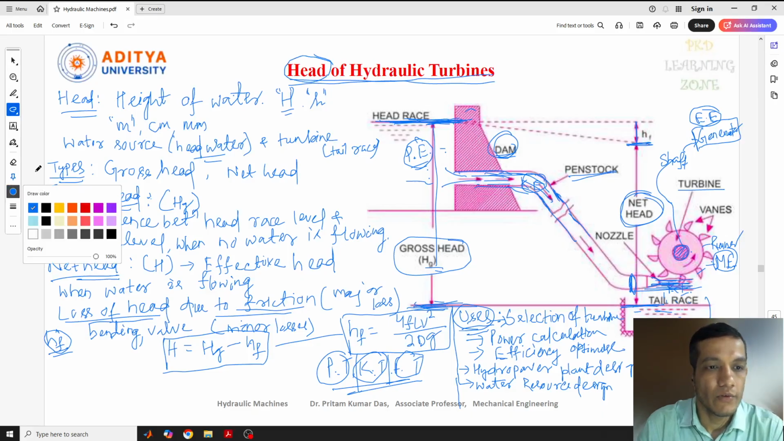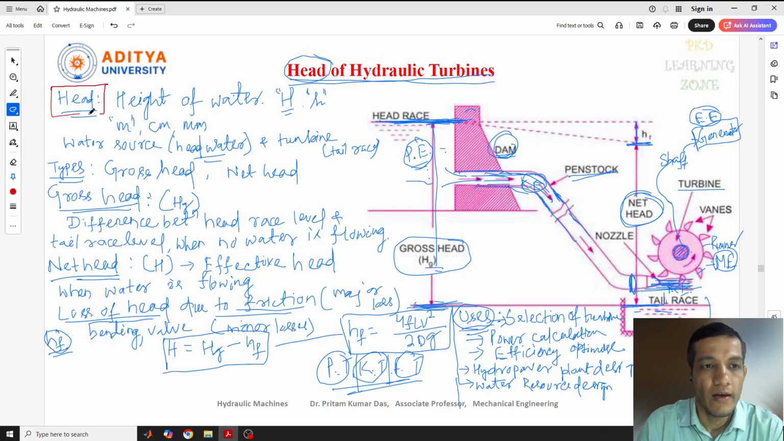If you want to summarize, first is the head definition we have given. You can understand this is nothing but the height of water, and it is denoted by H, or small h can also be used. Its unit is meter, and two types are there: one is gross head, another is net head. Gross head is Hg, and that is the difference when no water is flowing.